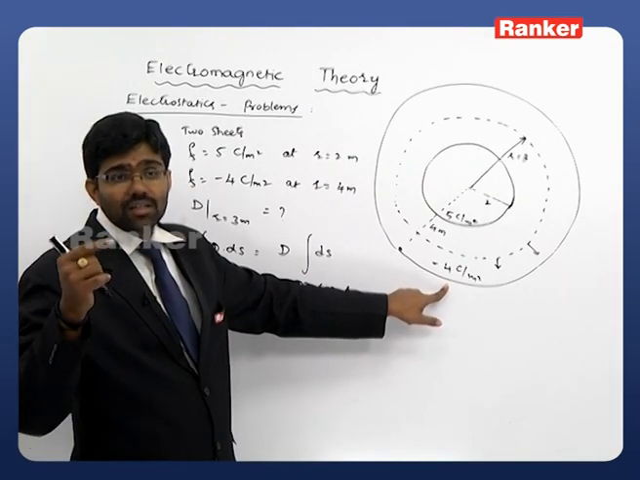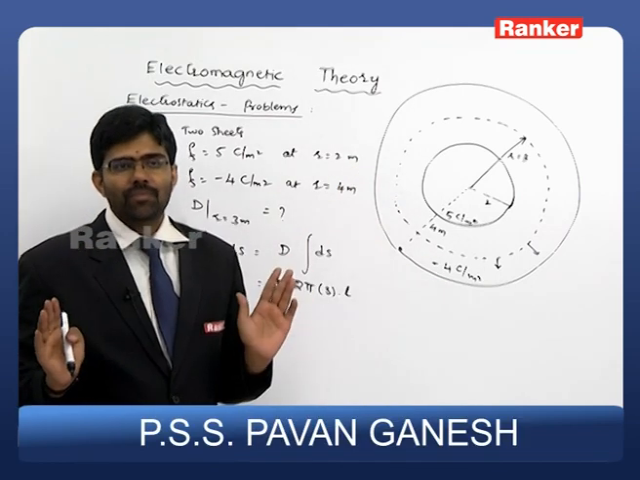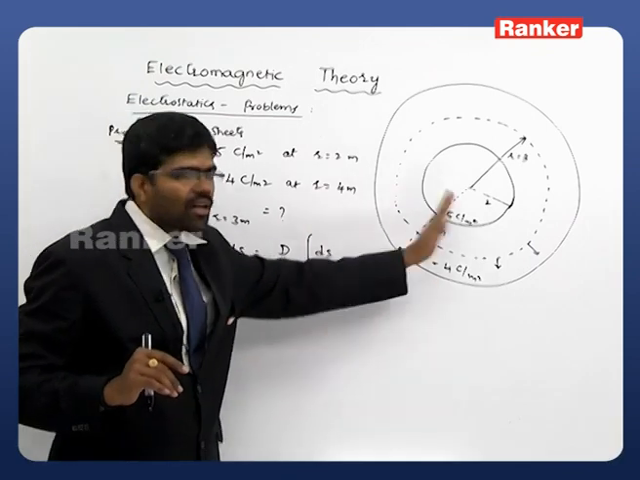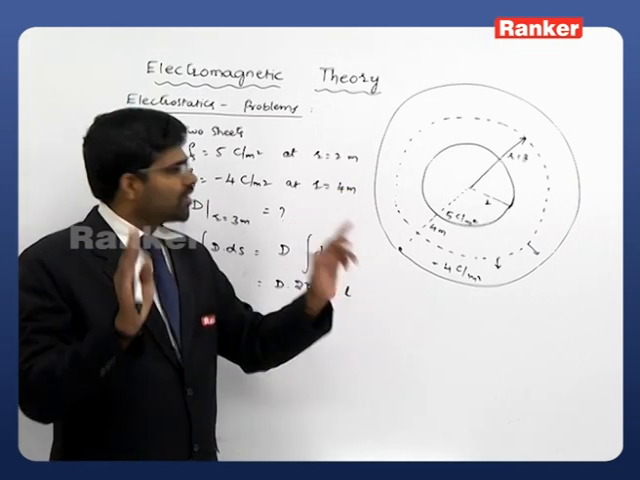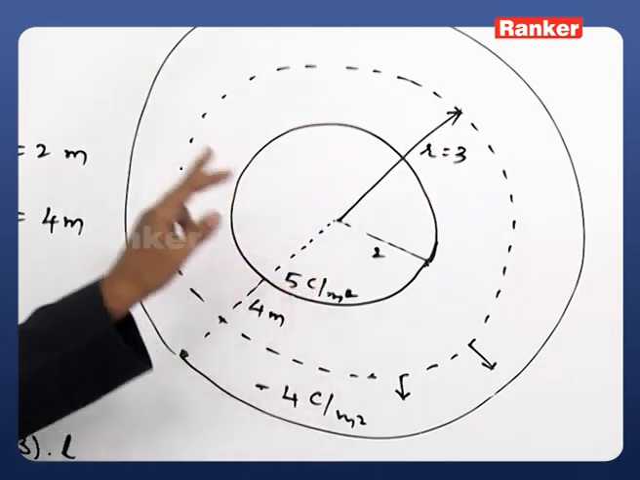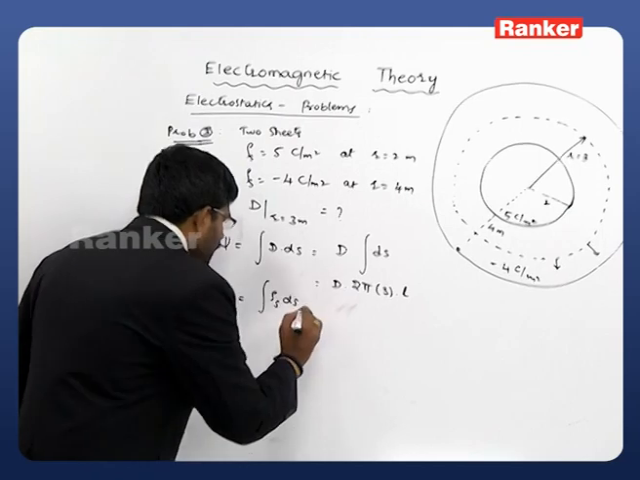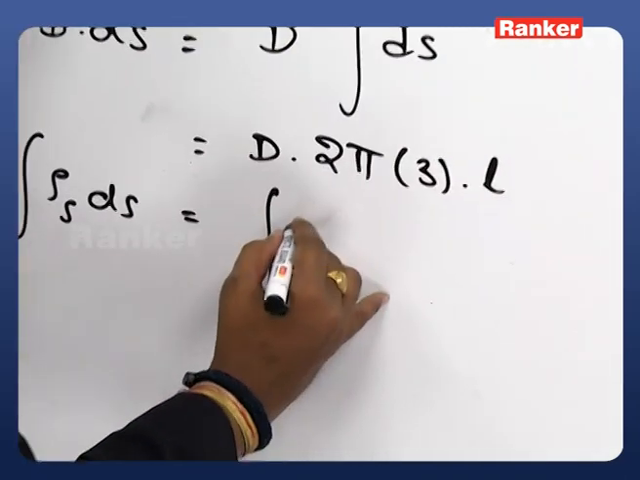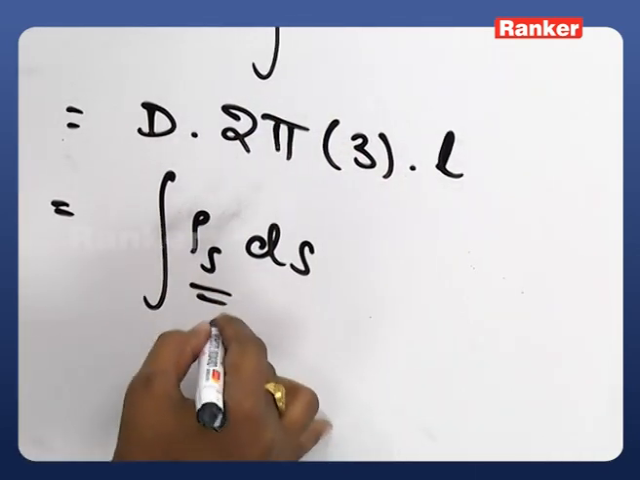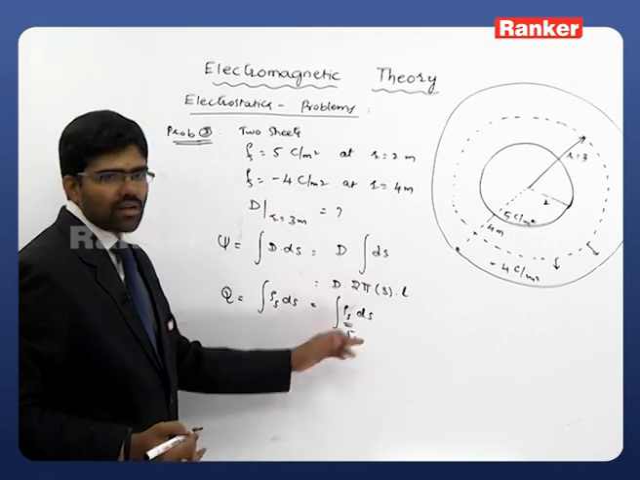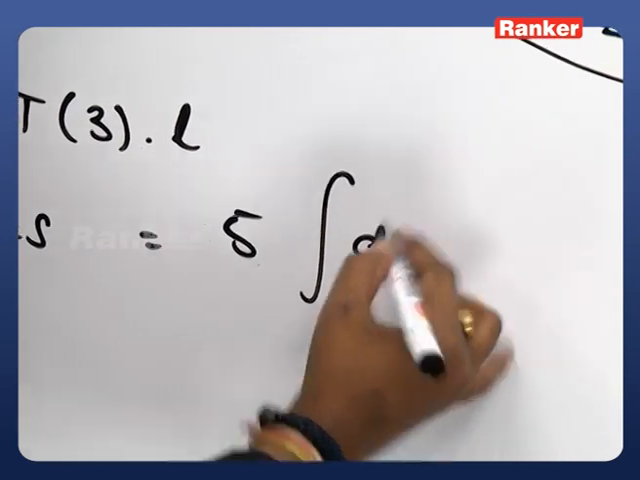But clearly remember, we are always supposed to take the charge which is enclosed within the Gaussian surface. Whatever may be the charge which is outside the Gaussian surface, leave it. Don't bother about that. So what is the charge which is enclosed within the Gaussian surface? Only 5 coulomb per meter square. Take that one only. That rho s is only 5 coulomb per meter square. So clearly write down this one as surface integral of rho s, that is 5 coulomb per meter square, dS. This is 5, that is what I am substituting, since it is a constant, bring it out. Then what we can write is 5 integral dS.